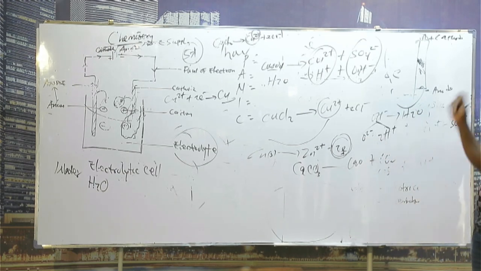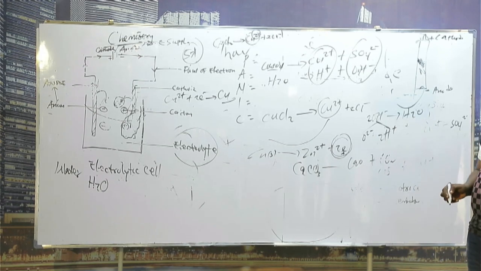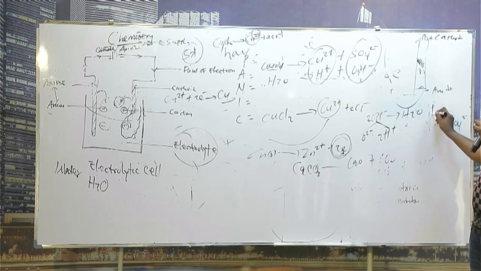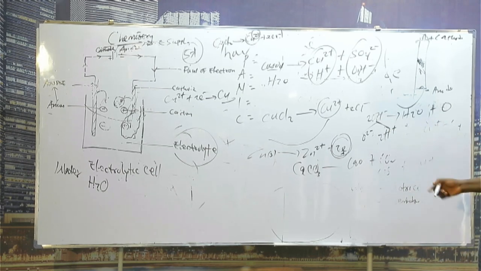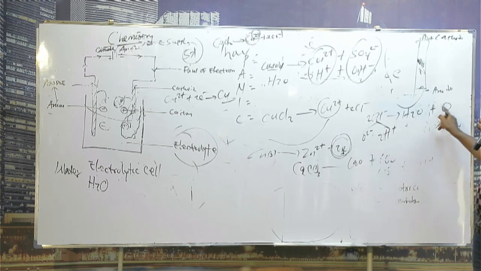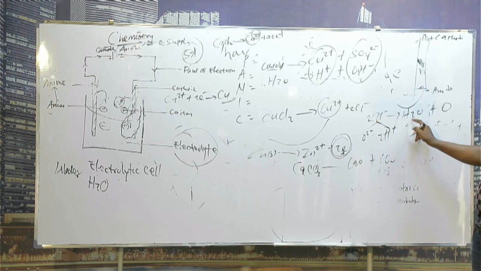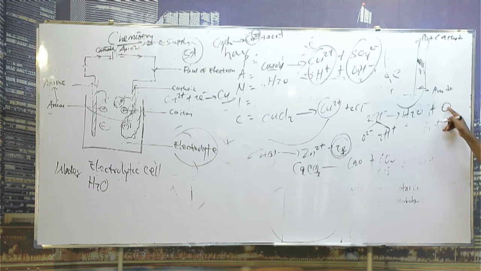Don't put charge again. But this does not look balanced. You put 2 here. H is balanced, O is not balanced. How many O do you need to put here to balance it? How many O is here? 1 plus 1, 2. How many H is here? 2. Balanced. But the problem I have with this is uncombined oxygen.